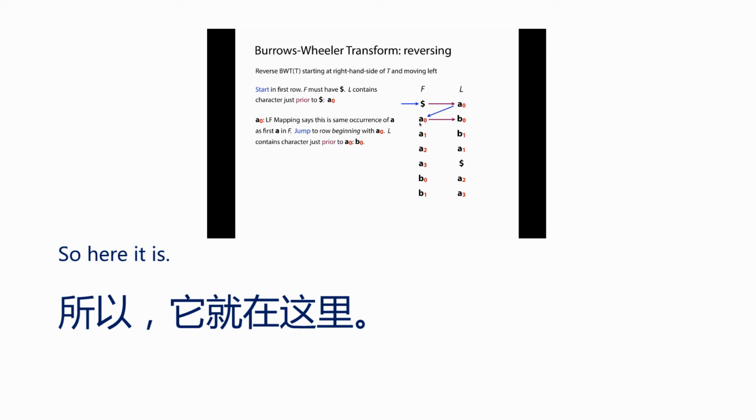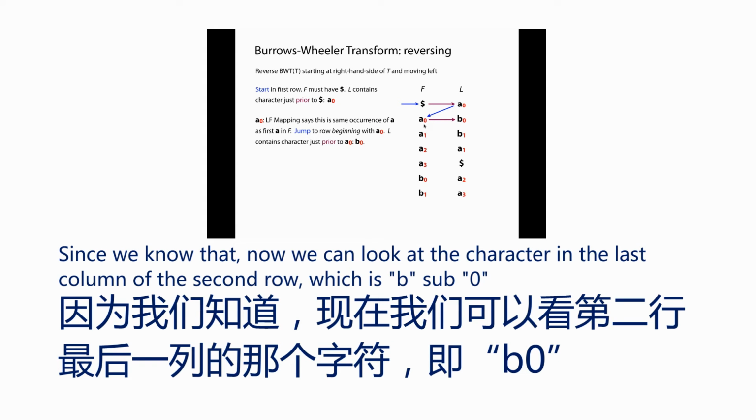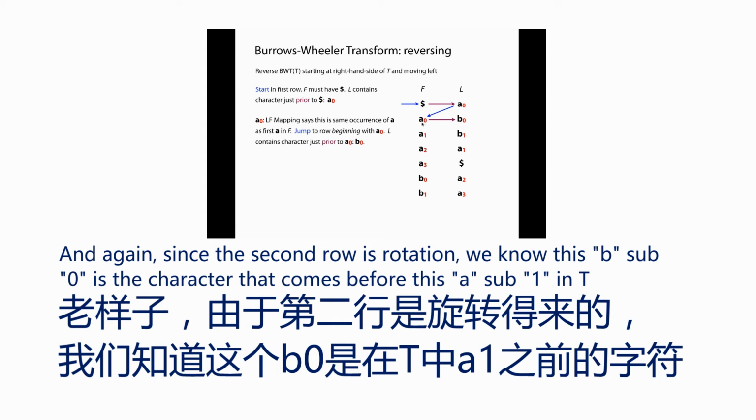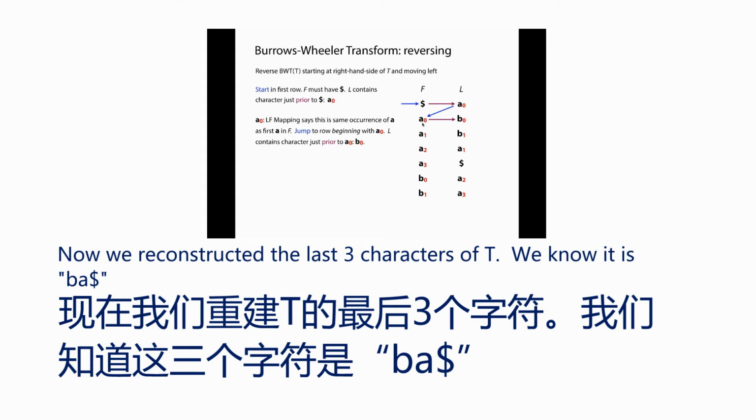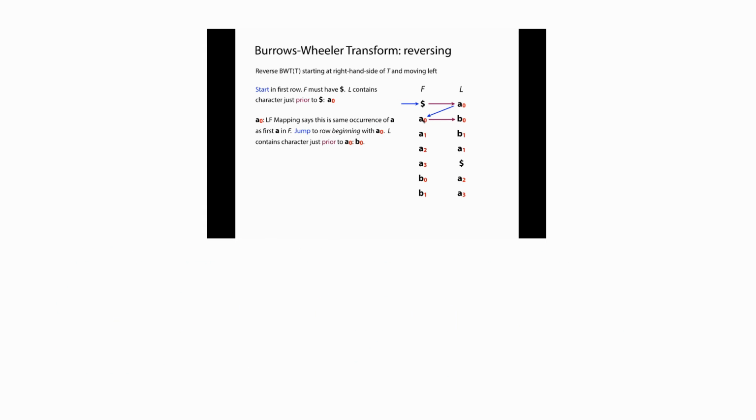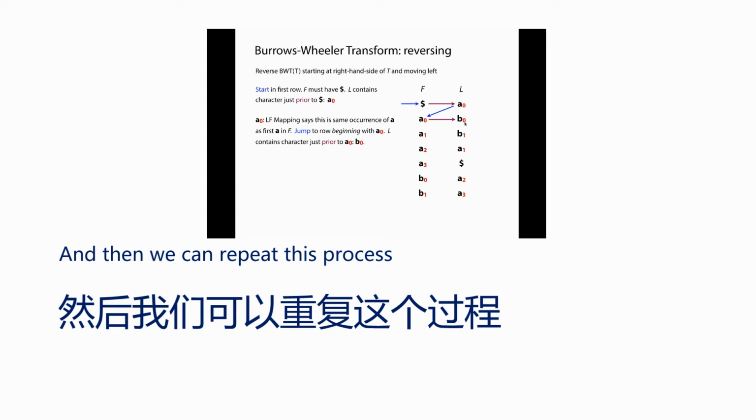So here it is. Since we know that, now we can look at the character in the last column of the second row, which is B sub 0. And again, since the second row is a rotation, we know that this B sub 0 is the character that comes before this A sub 1 in T. So we've walked one more character to the left in T, and now we've reconstructed the last 3 characters of T. We know that it's B, A, $. And then we can repeat this process.